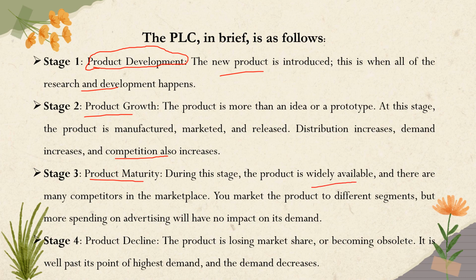The product is widely available and there are many competitors in the marketplace, and you market the product to different segments, but more spending on advertisement will have no impact on the demand. Whatever positive reviews you say, whatever advertisement you give, it is already available. The product is so available everywhere, and the end users, the customers, are almost exhausted of using the product and they want to see something new. That starts the decline stage. The product is losing market share or becoming outdated. It is well past its highest demand and the demand starts to decrease.